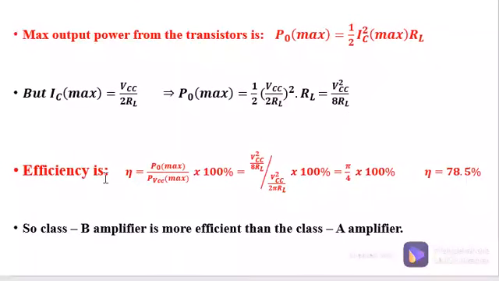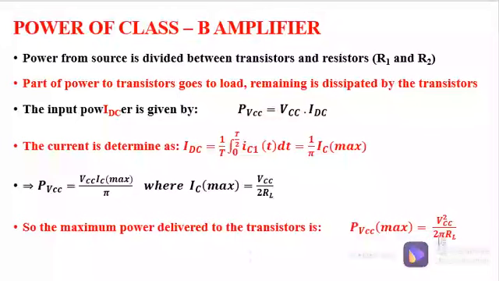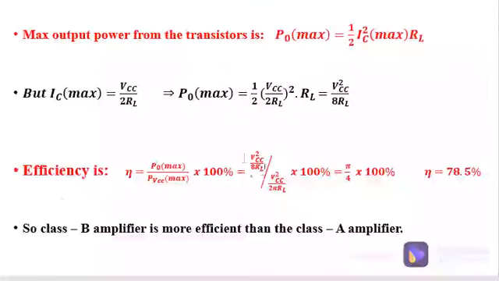So if you want to get the efficiency, it is the output power all over the input power times 100. This is my output power. And if I go back, this is my input power. So the efficiency should be equal to the output power all over the input power, all times 100%.